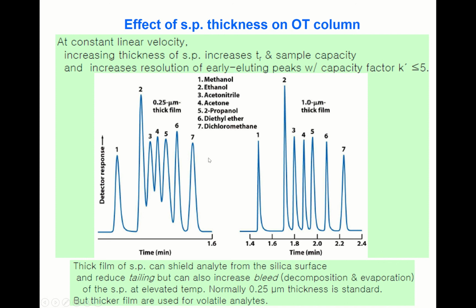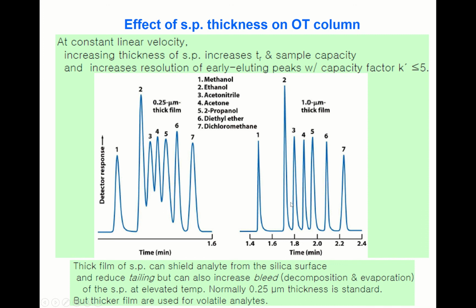Look at these two chromatograms here. This one, the thickness of the stationary phase is only 0.25 micrometers, and this one is 1 micrometer, 4 times thick. These compounds are well separated with the thick film. So increasing the thickness of the stationary phase increases retention time, as I said, and sample capacity, and increases the resolution. This is important.